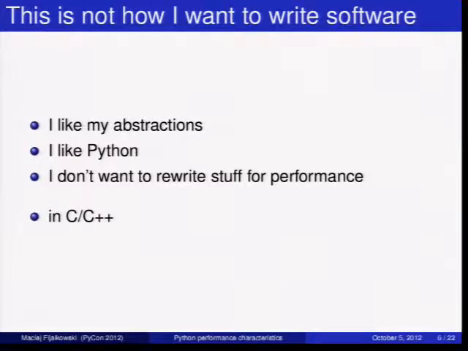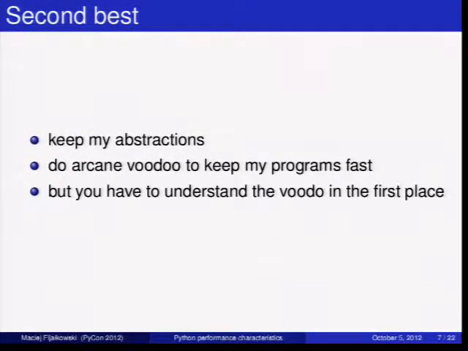I still want to use high-level languages. So this was kind of ideal. So okay, let's do second best. Second best guess is I still keep my abstractions, but I have to do some arcane voodoo to make it fast. So use this, not that, despite the fact that it looks the same. Or do something like some tribal dances around your code and then suddenly it performs better. That's okay. That's still better than trying to rewrite stuff in C, in my opinion.